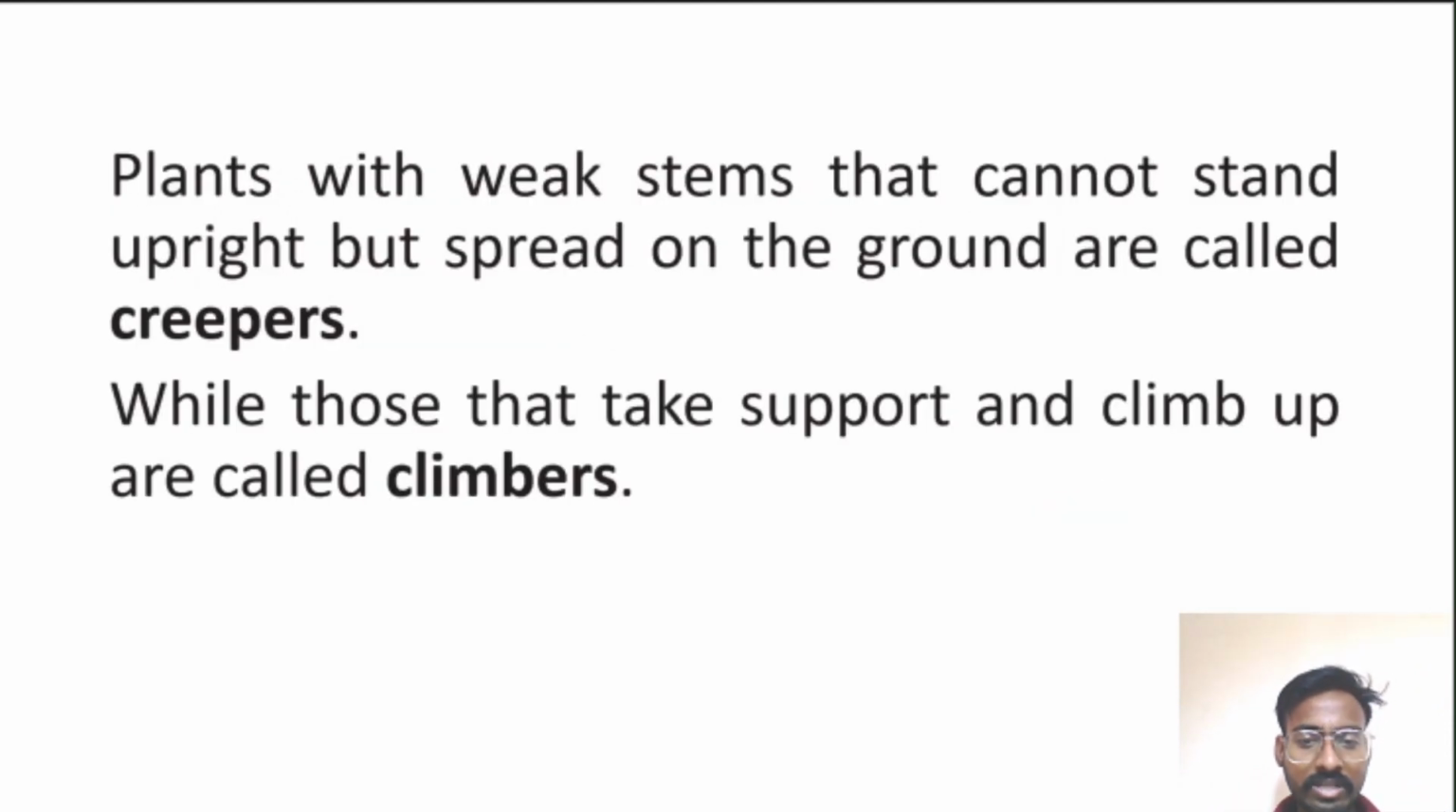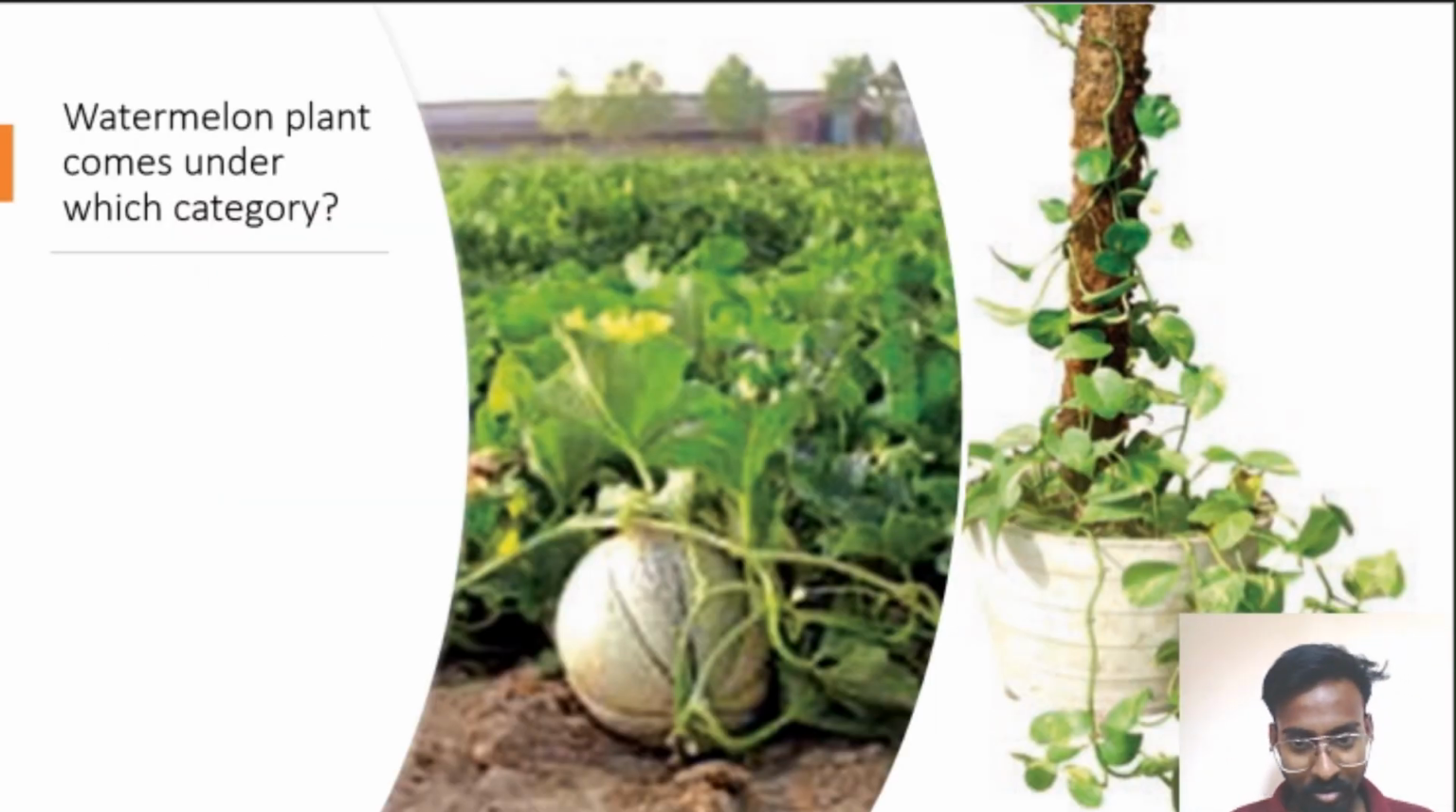Now plants with weak stems that cannot stand upright but spread on the ground are called creepers, and those which take support and climb up are called climbers. Now we can identify here that these watermelons are not taking support, they are the creepers, and these plants, the money plant, we can say are taking support and going upright, they are the climbers.